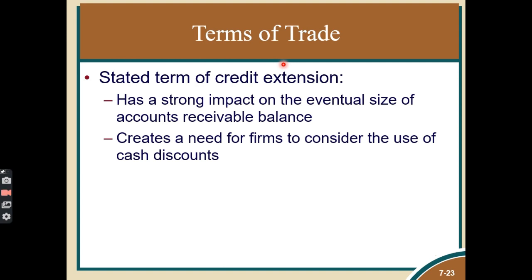Basically, if, for example, the credit term is 30 days, how can we encourage our customers to pay earlier than the 30 days? What you can do is extend a cash discount. For example, the credit term is 30 days, but if you pay within 10 days, I'm going to give you a 2% discount. That's basically what you can do, and this cash discount is actually what you also learn in basic accounting. So that's basically how it works.